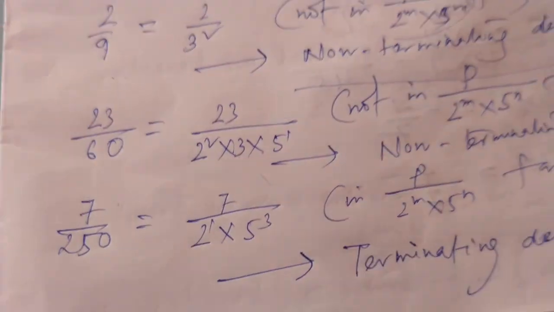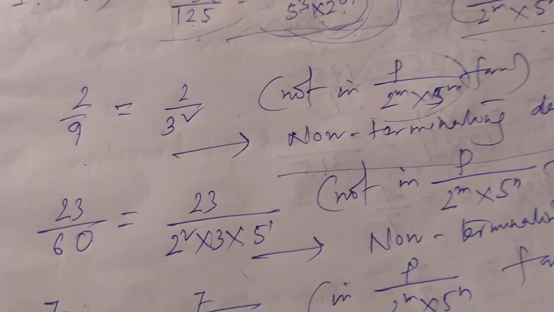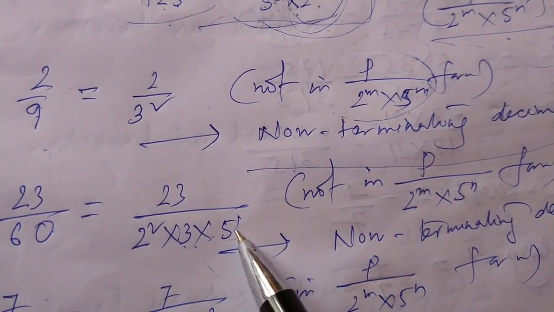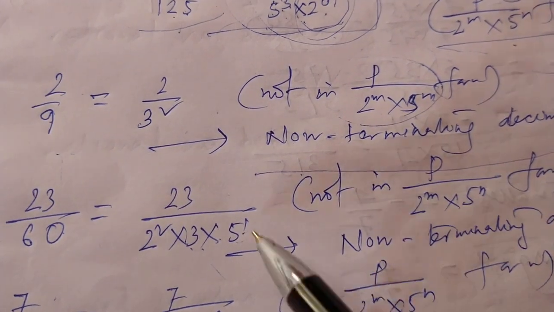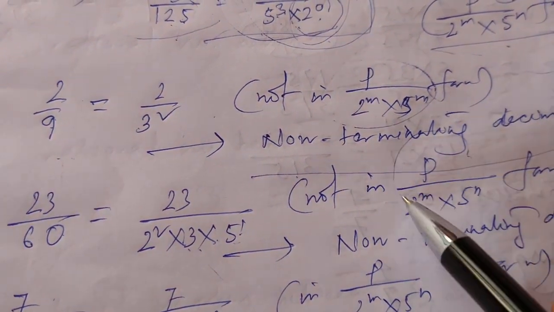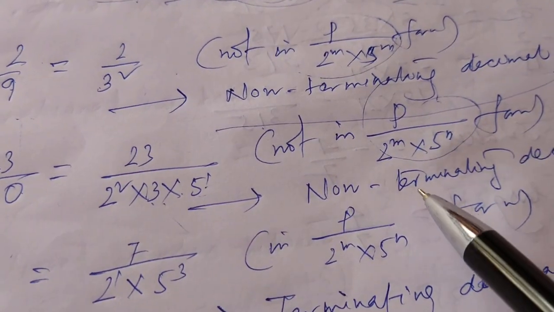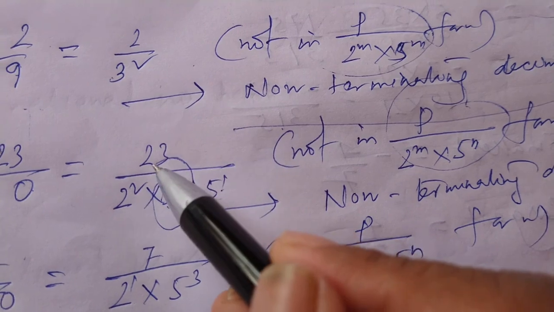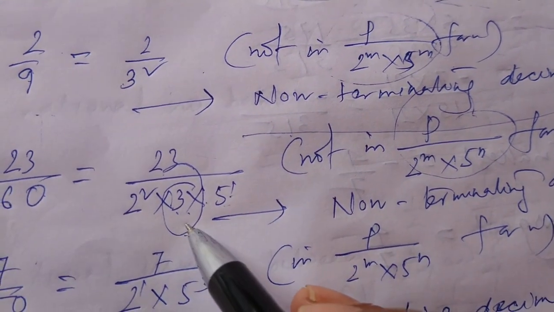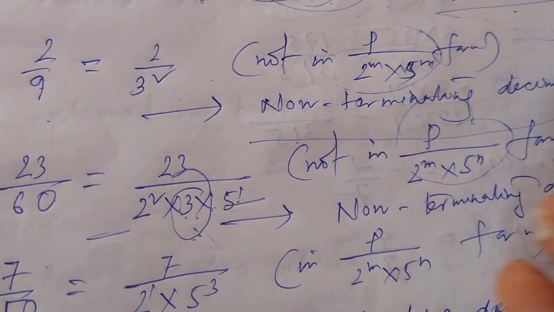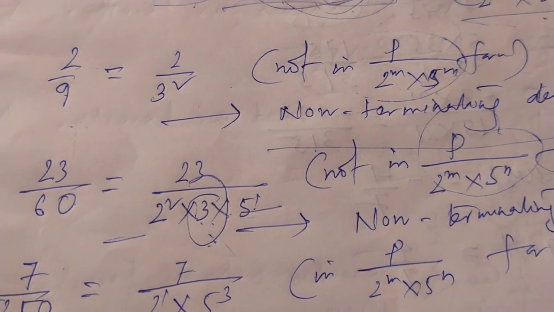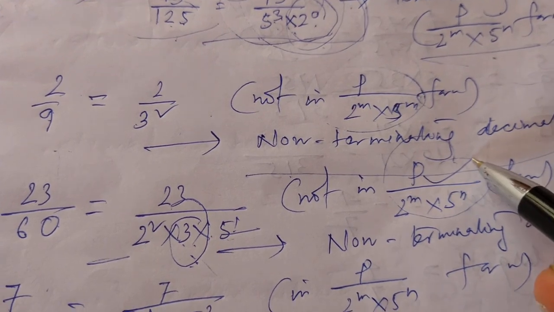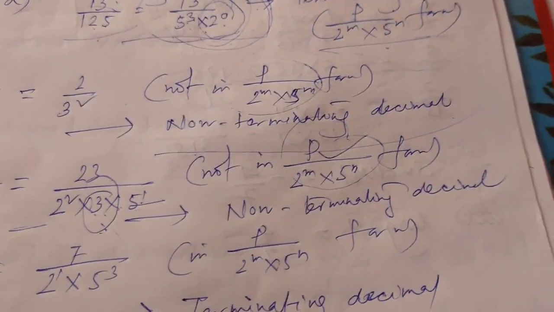Next, 23 by 60. After factorizing, what did I get? 2 square into 3 into 5. This is also non-terminating, as it is not in the form p by 2 to the power m into 5 to the power n, because a 3 is there. If no other factor other than these two is there, it cannot be expressed in that form, so it is also a non-terminating decimal.